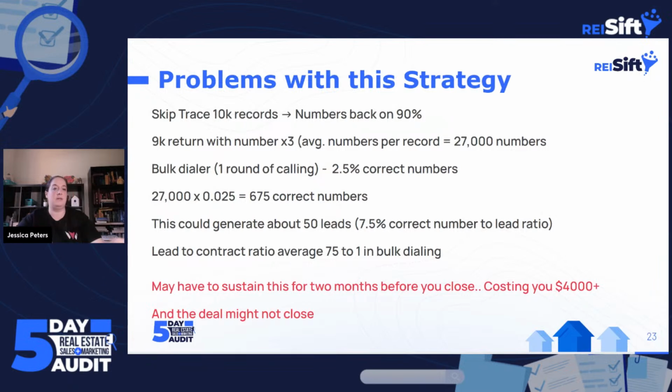So real quick, I just want to talk about the numbers so that we can talk about some of the problems that we see with this strategy. When we skip trace records, we usually get numbers back on 90% of them.